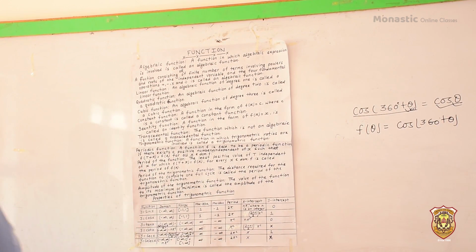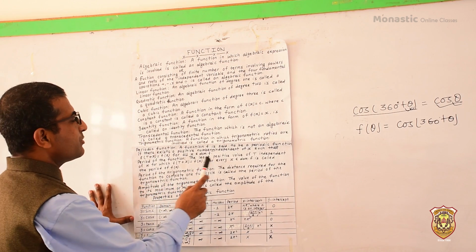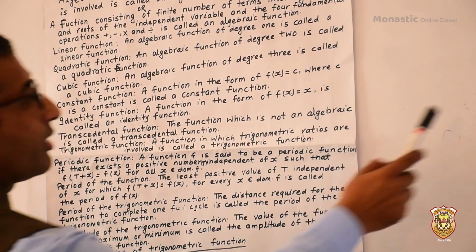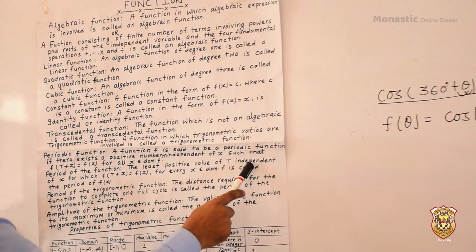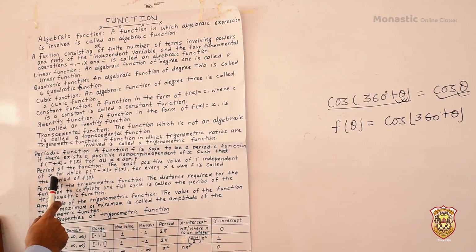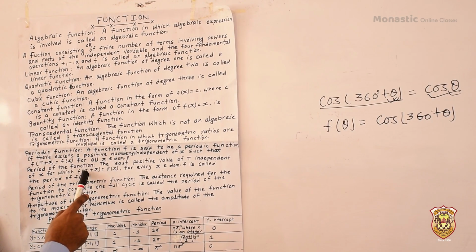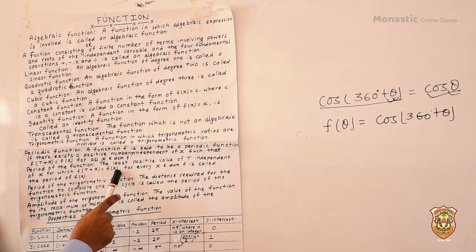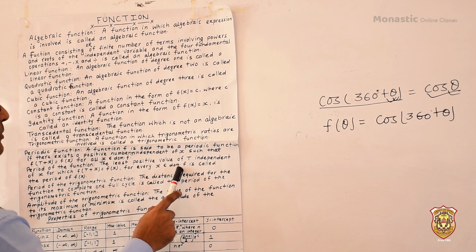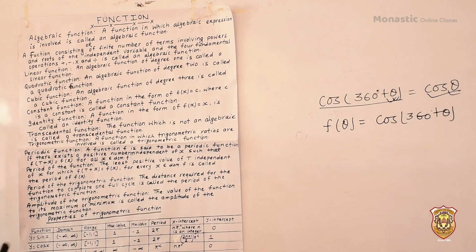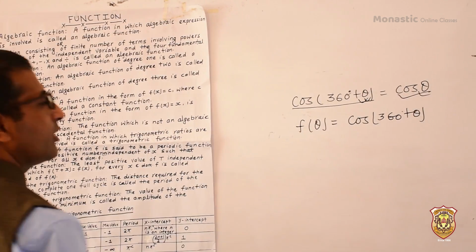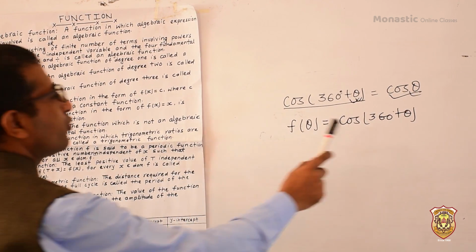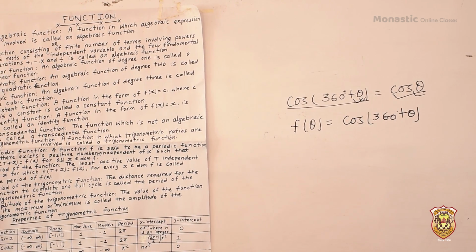The period of the function is the least positive value, here that is 360. The least positive value of t, independent of x, for which f(t plus x) is f(x) for every x belonging to the domain of f, then t is called the period of f(x). Here we have taken a periodic function in which 360 is the period.